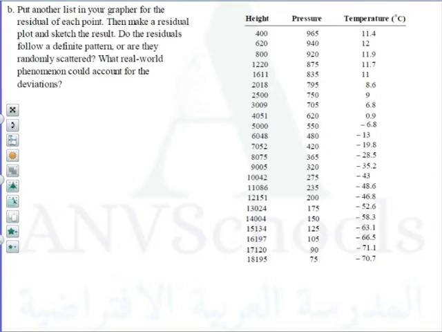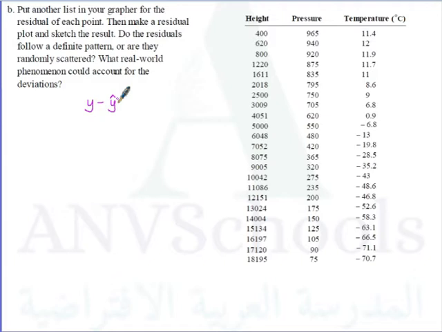For letter B, put another list in your grapher for the residual of each point. Then make a residual plot and sketch the result. Do the residuals follow a definite pattern or are they randomly scattered? What real-world phenomenon could account for these deviations? Okay, it's just a review. Residuals mean that we are going to subtract your y hat from the y.